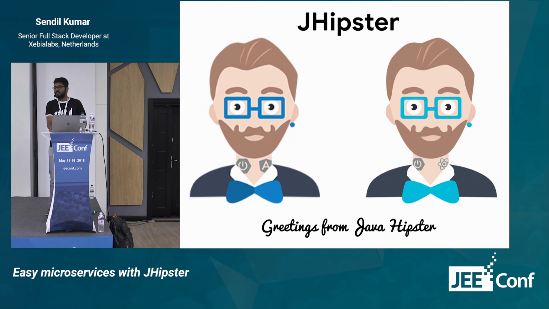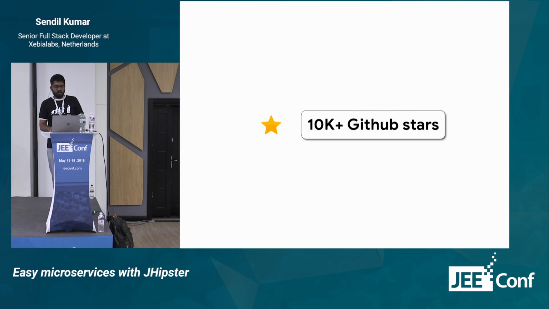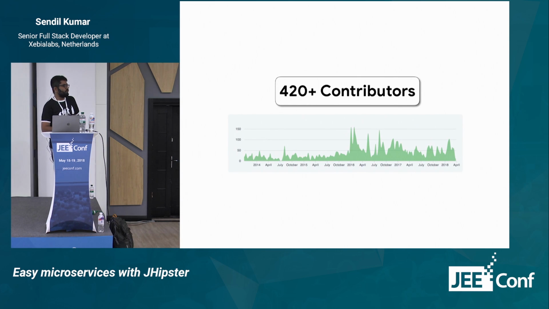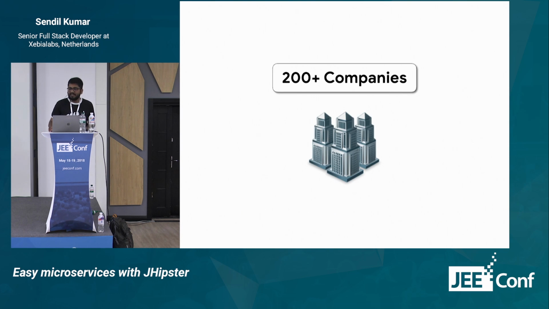And JHipster is nothing but Java hipster. We are a completely open source project. We have more than 10K stars on GitHub. And we have more than 420 contributors spread across multiple countries. And to be sure, none of them have met each other completely. And there are more than 200 companies that are using JHipster in production.